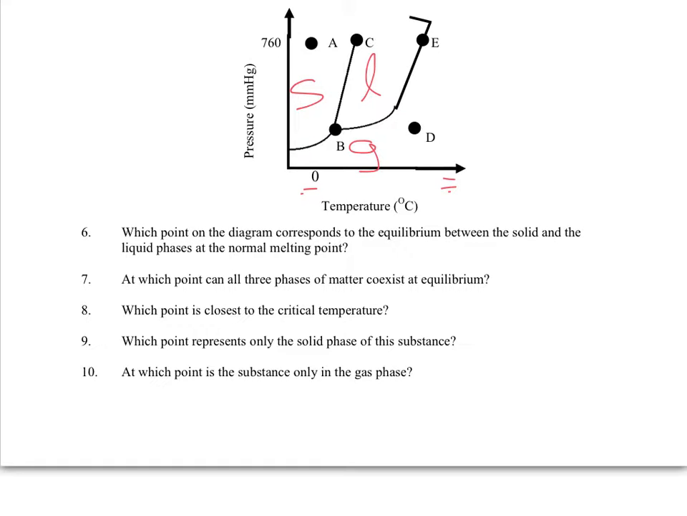So I'm not going to spend time on them. The states of matter, yeah. At which point can all three phases coexist at equilibrium? Does that make sense? Where would that be? A, C, and E.